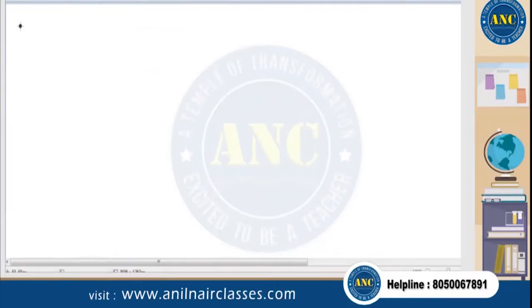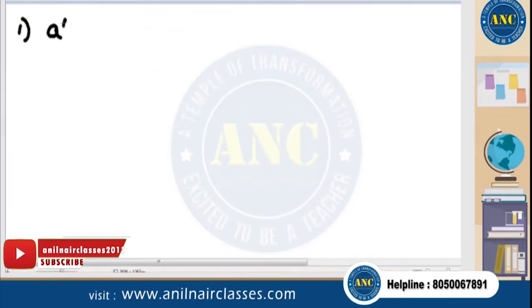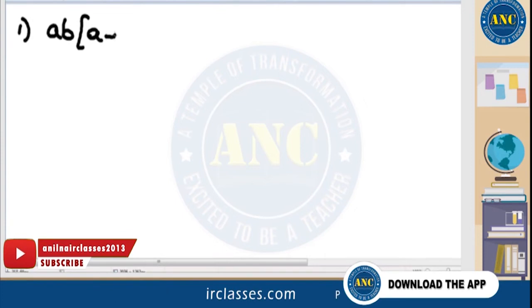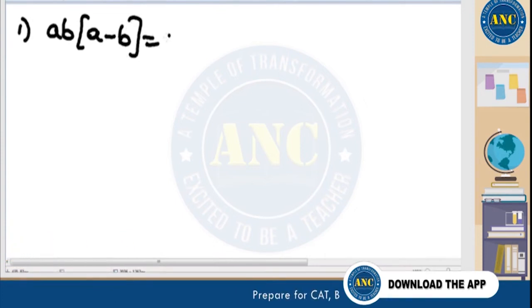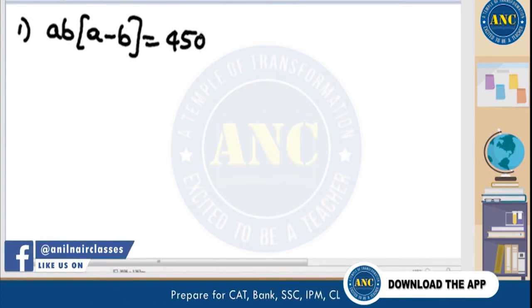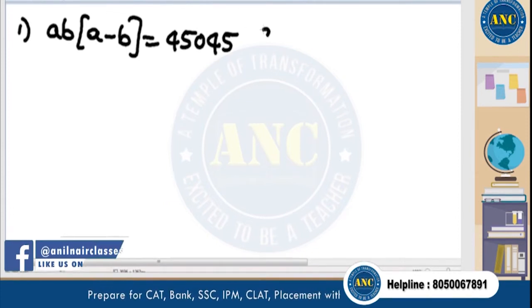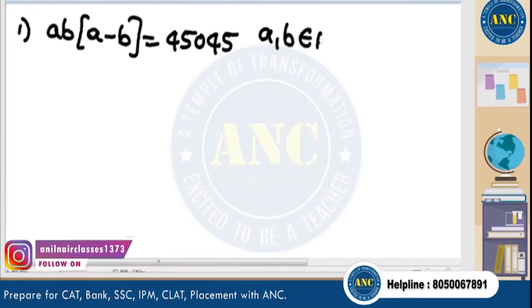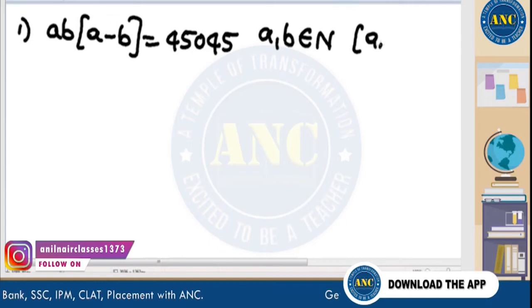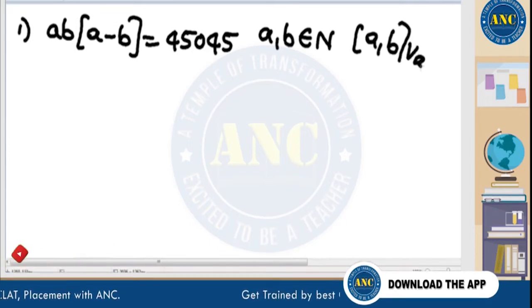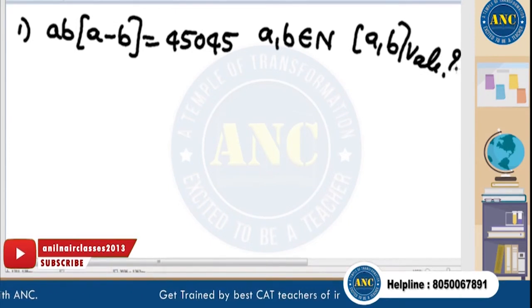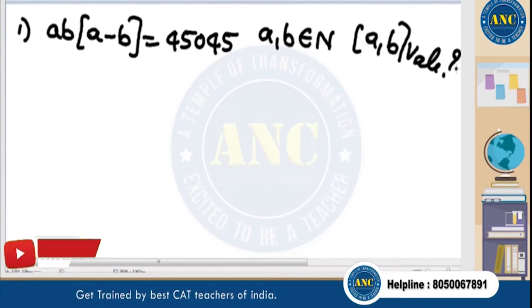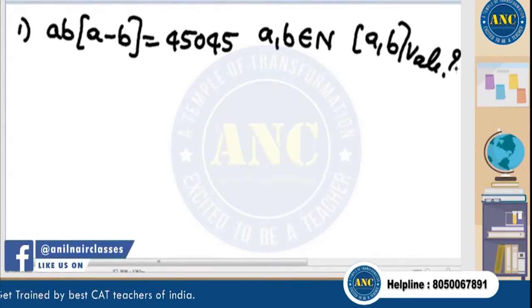Please write down these questions. AB into CAT replica questions. AB into A minus B is 45045, where A and B are natural numbers. Some people will say ignore the domain. For me, strict no. There is a root cause of the problem. AB into A minus B is 45045.